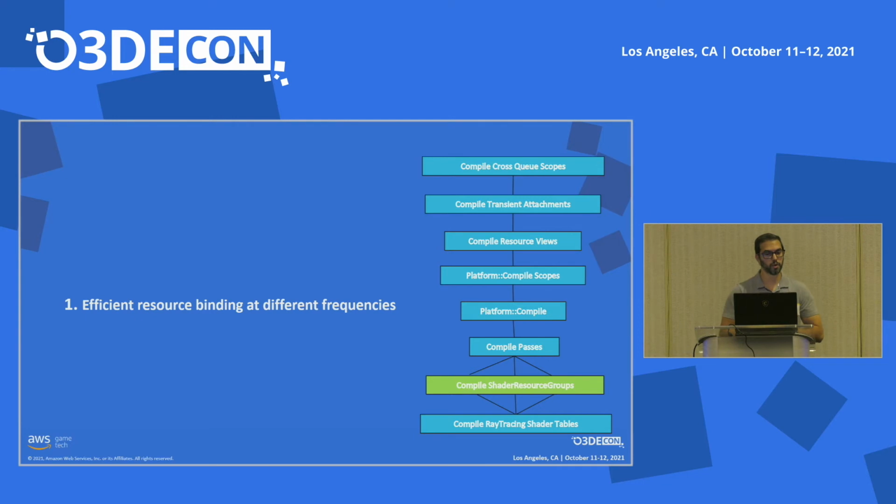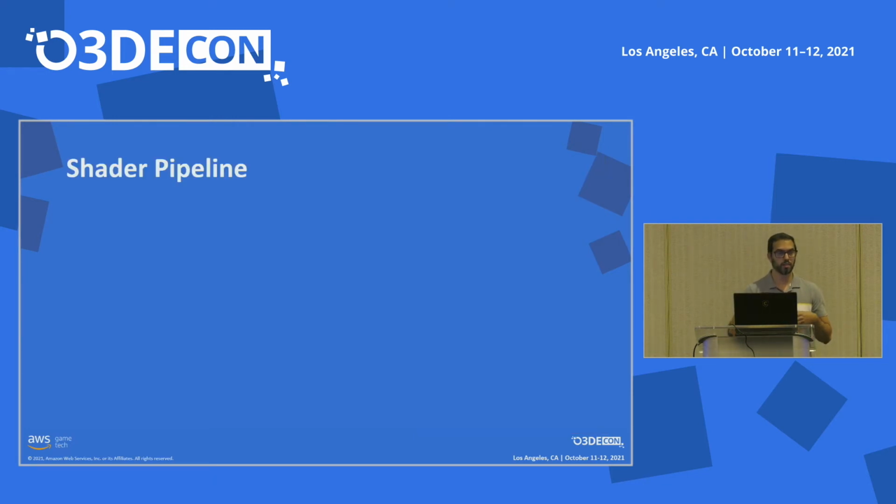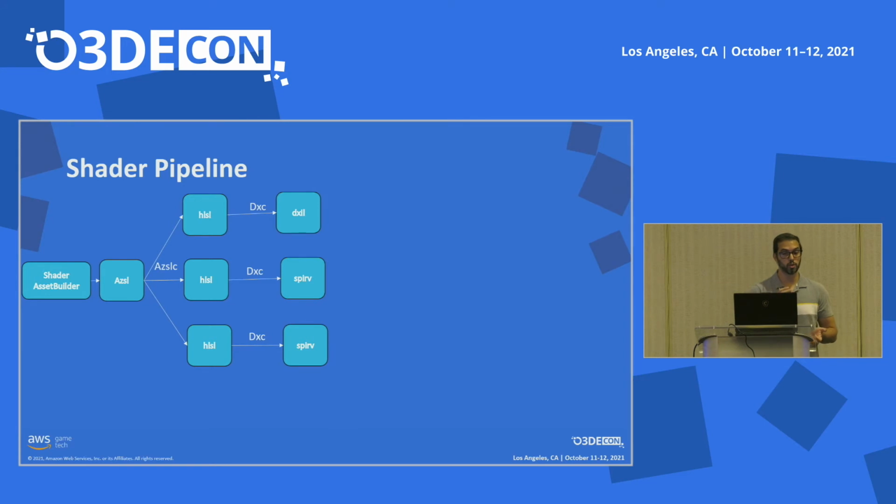So okay, how do we efficiently bind all the resources at different frequencies? To talk about that, I have to go over what the shader pipeline looks like. It's kind of complex. The shader pipeline can take its own talk, so I'll just give you a quick overview. We have a shader asset builder. We have our own language called AZSL. It's essentially HLSL with some metadata on it. And we have our own compiler called AZSLC. It converts all the AZSL files into HLSL files. All the HLSL files go through DXC.